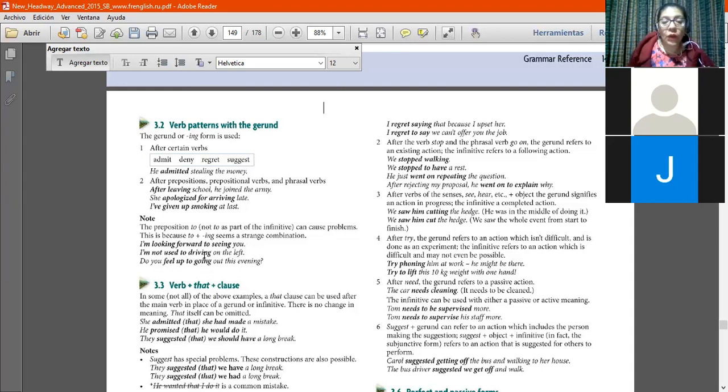I'm not used to driving on the left. No estoy acostumbrado de manejar por la izquierda. Do you feel up to going out this evening? Do you feel up to going? It's kind of strange, that combination of them. Pero ¿te sientes para salir hoy día, esta noche? So you will see, and you don't need to correct.